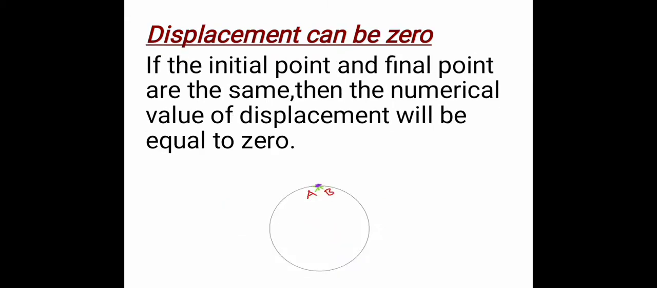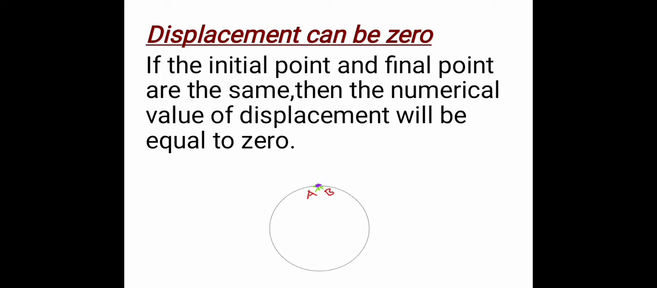The next is displacement can be 0. What does it mean? So if the initial point and the final point are the same, then what would be the displacement made by the body? It would be 0, because displacement is the shortest distance made by the body from the initial point to the final point. If both are same, then displacement will be equal to 0.